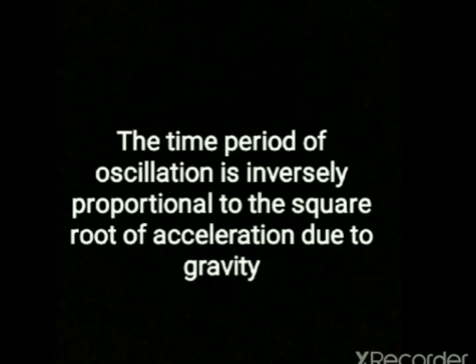The second factor on which the time period depends is acceleration due to gravity. The time period of oscillation is inversely proportional to the square root of acceleration due to gravity. Because of this, the pendulum clock goes slow, that is, the time period increases when it is taken to mountains or to mines, due to decrease in the value of acceleration due to gravity.